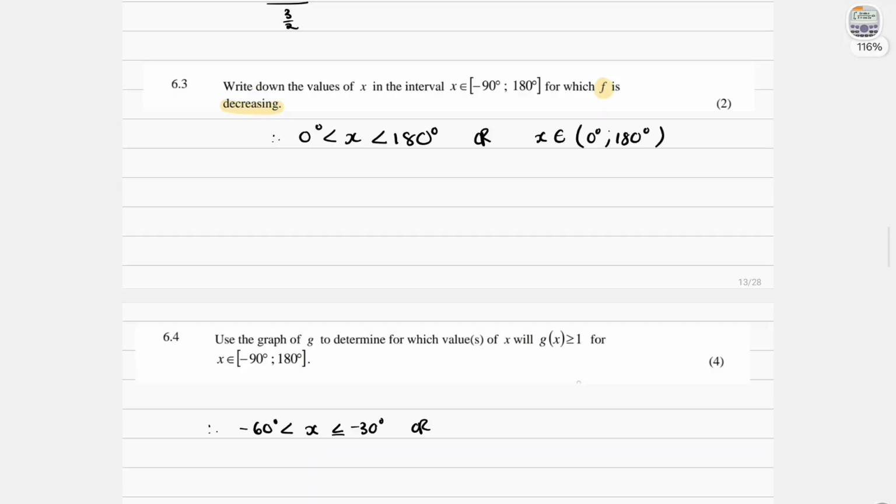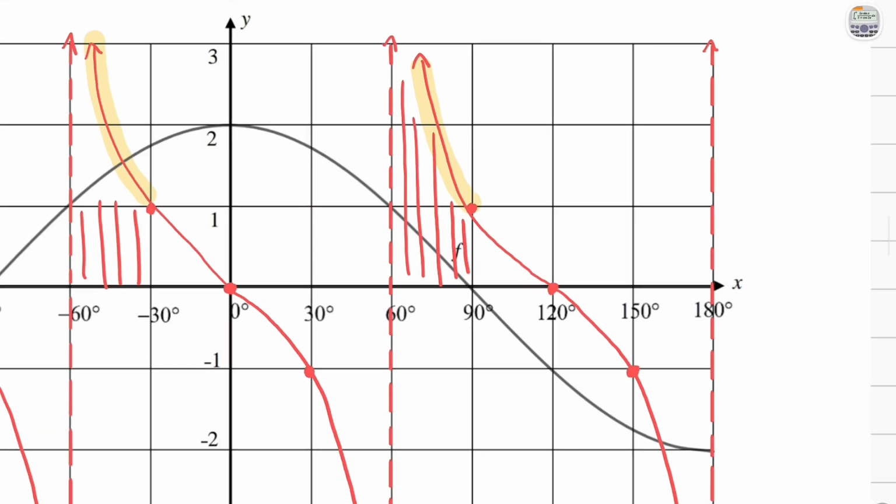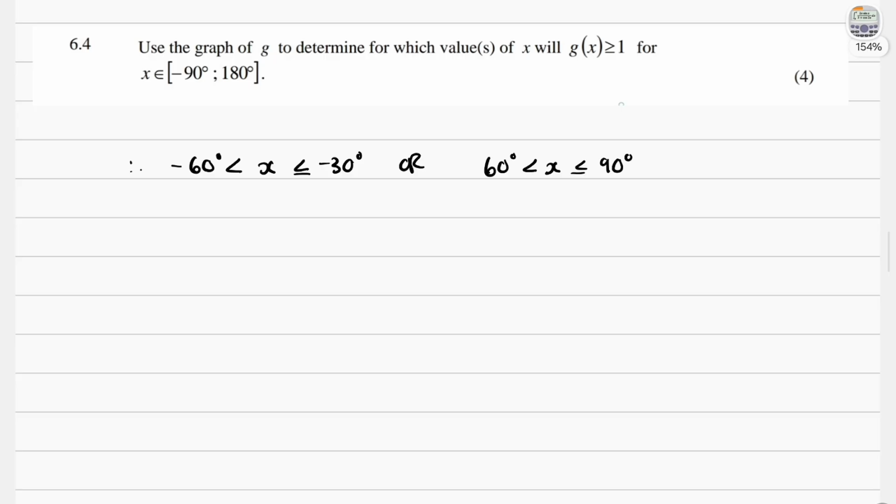Or, and then the second part is over here, so we can just line these values down to the x-axis. These points on the graph lie between values that are greater than 60 degrees, but less than or equal to 90 degrees, because at 90 degrees we have a y value of 1. So that is where x is greater than 60 degrees, but less than or equal to 90 degrees. And that is our answer.